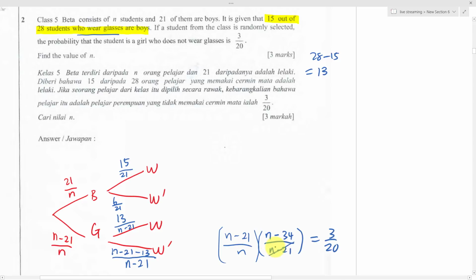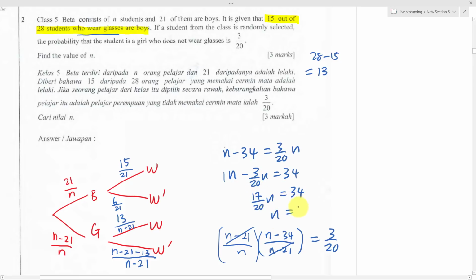Alright, and over here I simplify this one and this one. It's the same thing, I can cancel. And then I multiply my n to the other side. Let me do it on the top here. So I get n minus 34 equals 3 over 20n. Alright, so n minus 3 over 20n equals 34. So this one I just minus the 1n, and I should get 17 over 20n equals 34.